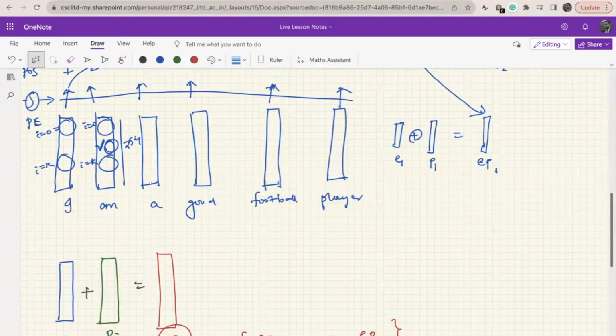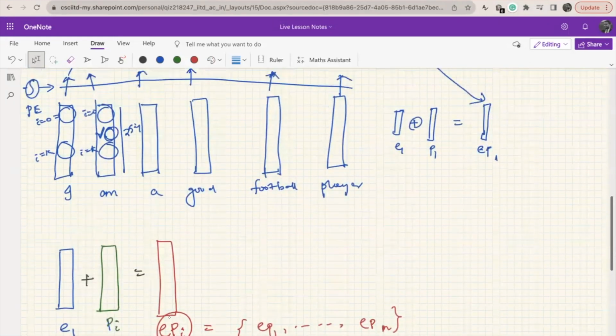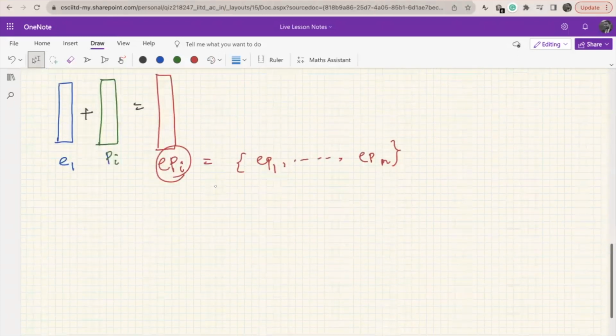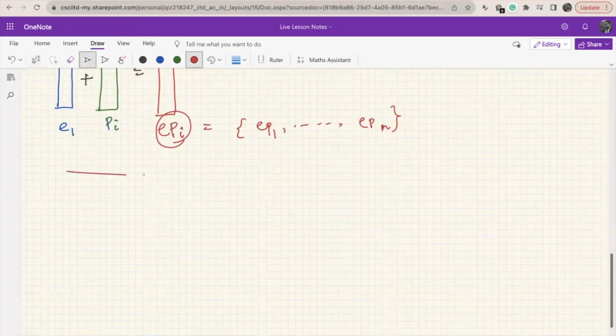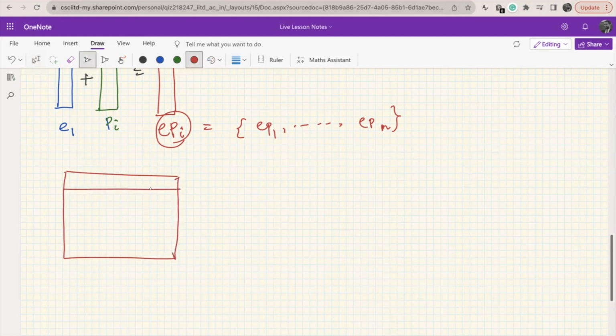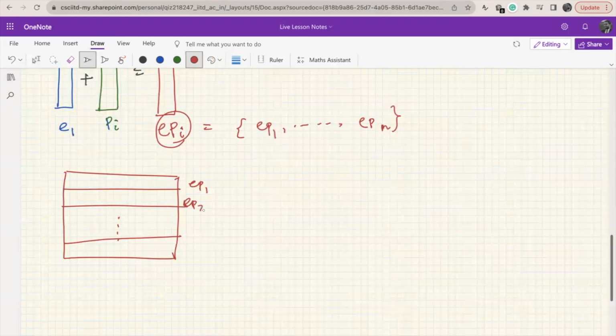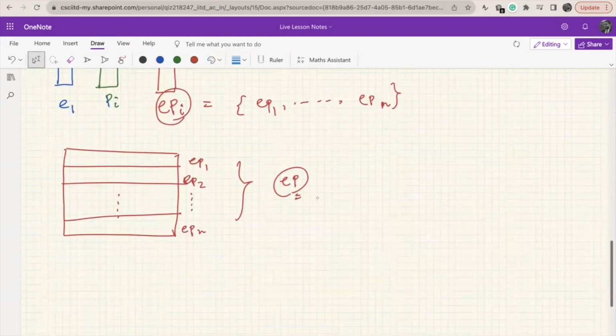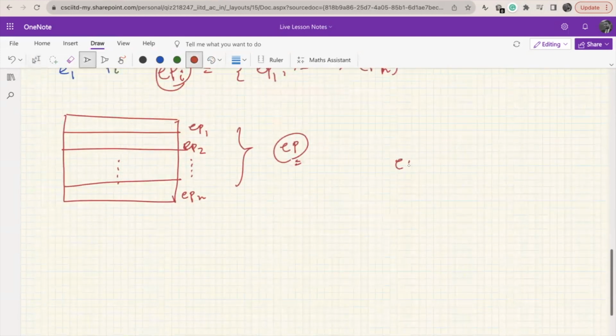We have all these embeddings, and we added positional embeddings to it. If we stack all these things, this is EP1, EP2 to EPN. This will combinedly form a matrix of EP. So we have a matrix that is EP.